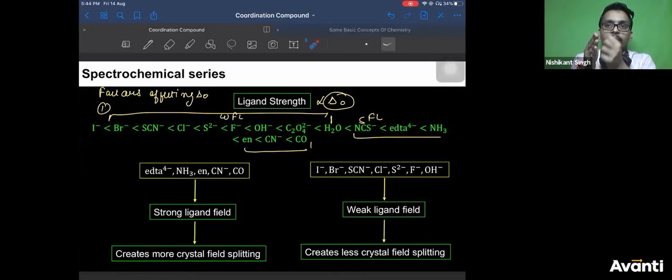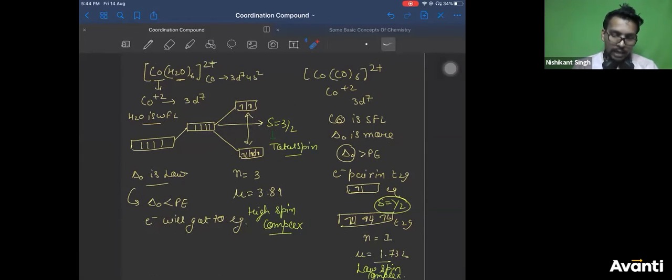Then ligand electrons and metal electrons can face more repulsion. So for more repulsion to occur, more attraction is important. Correct? So that is why, with a strong field ligand, more attraction, therefore more repulsion. So T2G will go more up, EG will come more down. That is the reason we have discussed. Then we took these two examples and we filled electrons in them.